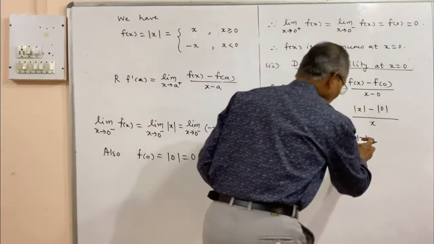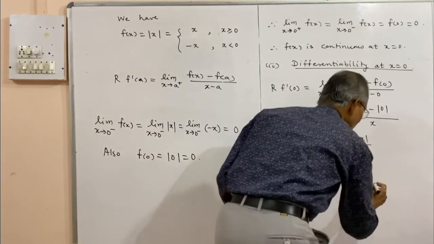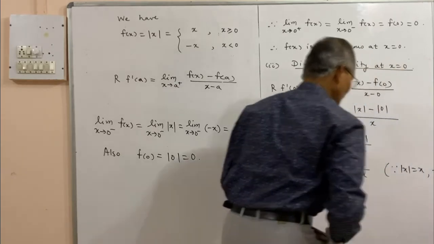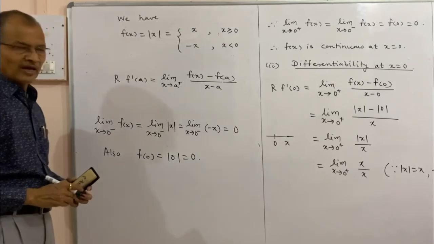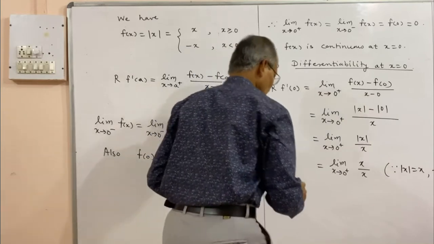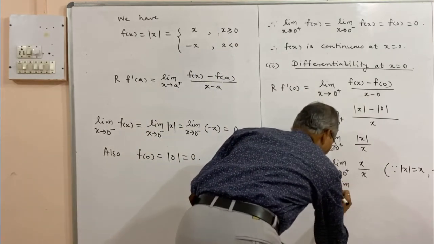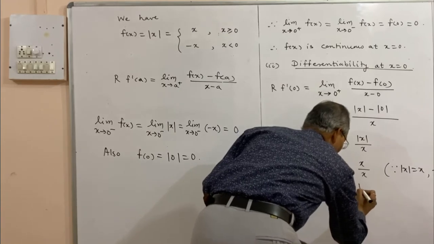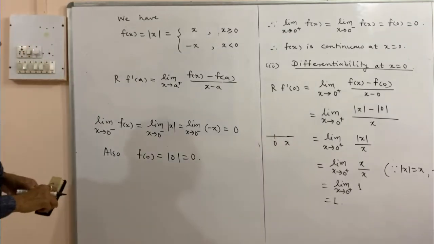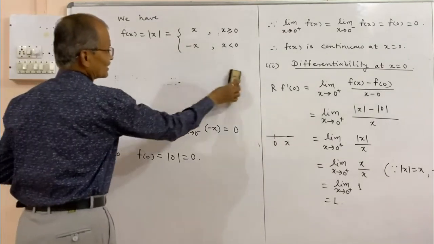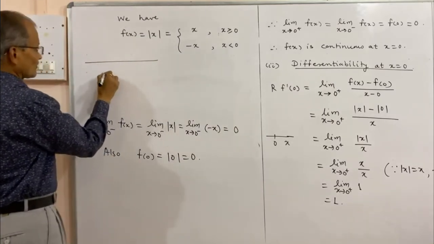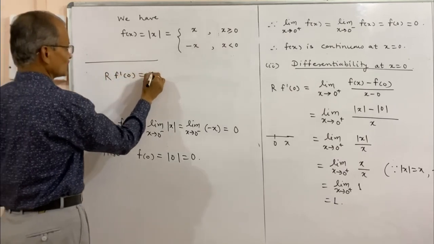So therefore, this mod of x is equal to x divided by x, since mod x is equal to x for x greater than 0. And what is mod x divided by x? It is 1. So limit of 1 is 1, that is equal to limit x tends to 0 plus, or from right, and is equal to 1. So this is the right hand limit we have obtained. So I shall write here, R f dash 0 means right hand derivative of f at 0 is equal to 1.